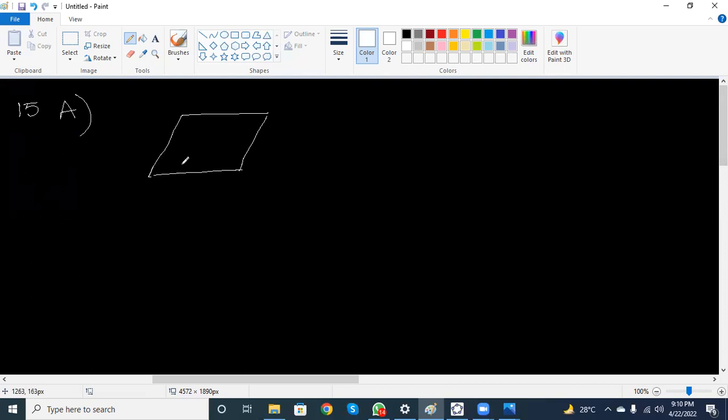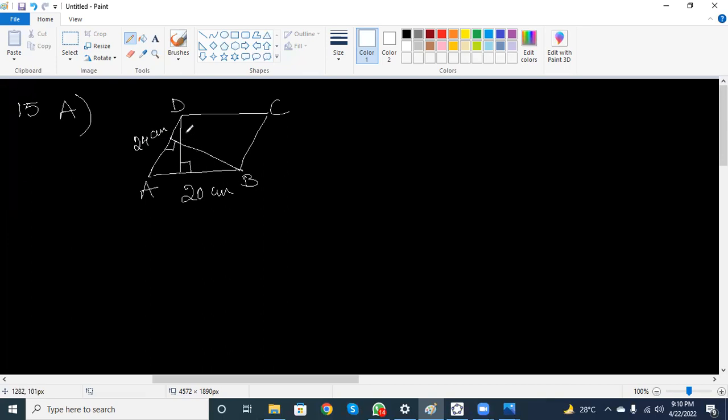Parallelogram properties are what? Opposite lines are parallel. They will never meet anywhere. So ABCD is a parallelogram. In the question itself, they have given AB is 20 centimeters. AD is 24 centimeters.